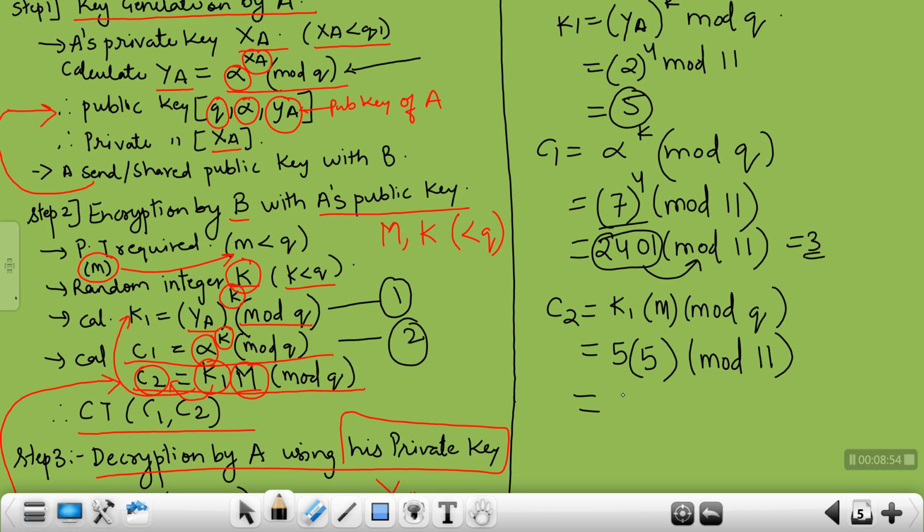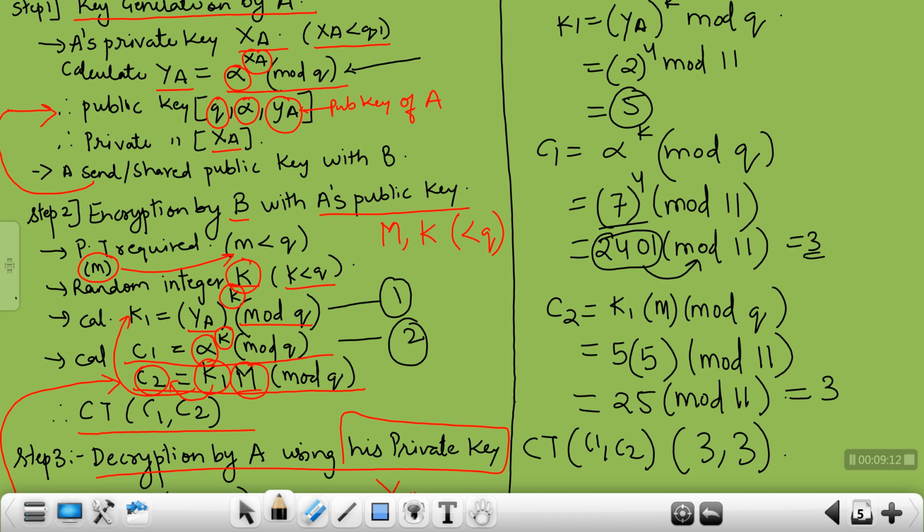5 fives are 25, and 25 mod of 11 is nothing but 3. So the ciphertext that we have calculated here is C1 comma C2, which is 3 comma 3. Now in this problem it is only asked to calculate the ciphertext, but the other problems that we are going to see will be in a different form.